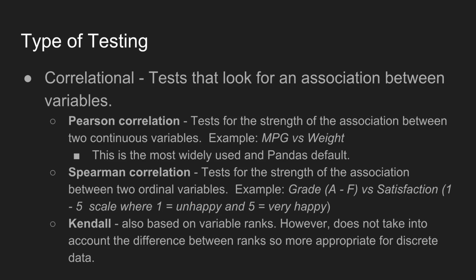And there's the Kendall too, which also is based on variable ranks. However, it does not take into account the difference between the ranks, so it's good for discrete data. Probably the most common you'll see is Pearson, which is the default used by pandas, and then the Spearman correlation.